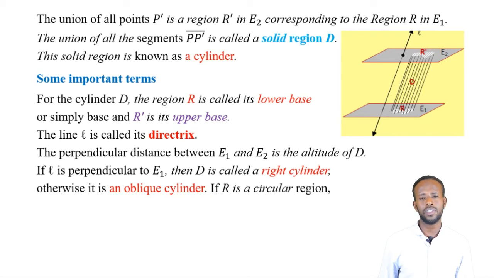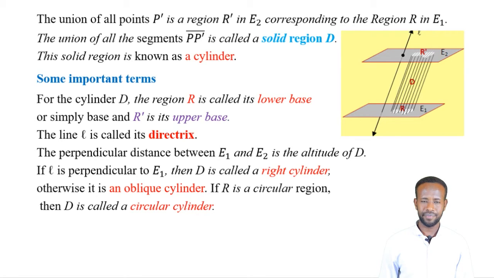If R is a circular region, then D is called circular cylinder. My dear students, here we have learned what we call right cylinder and what we call oblique cylinder. When we say right cylinder, the directrix must be perpendicular to the plane. If it is not perpendicular to the plane, we will call it oblique cylinder. Also, there is what we call circular cylinder. As the name tells us, if the base is circular, then we will call it circular cylinder.